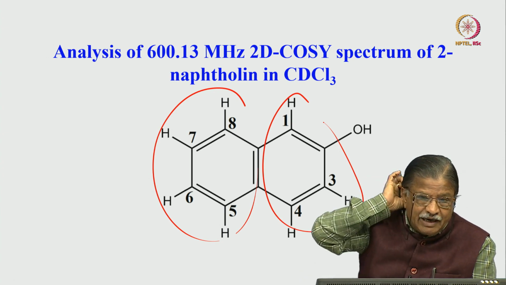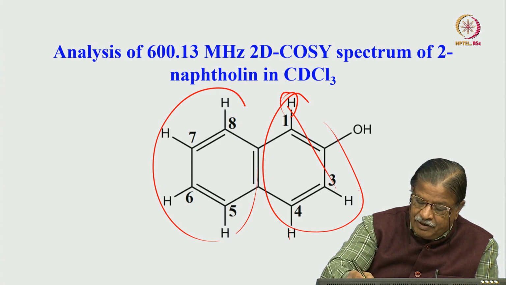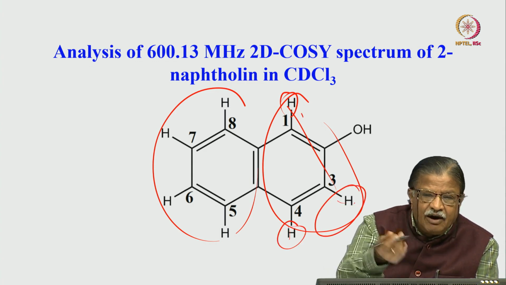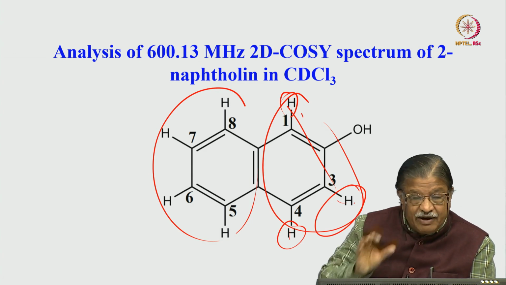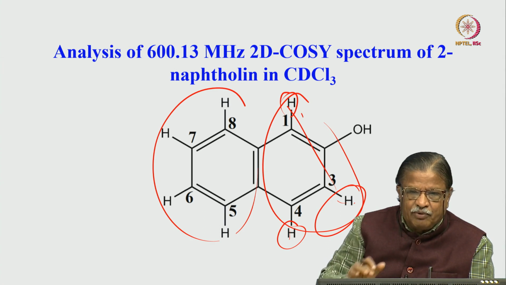From the multiplicity pattern I can tell you this has to be a doublet of doublet, one meta coupling and a para coupling. This has an ortho coupling and a meta coupling, doublet of doublet. This is also similar. All those patterns you have understood already. You have discussed quite a bit about the multiplicity pattern of the phenyl protons.